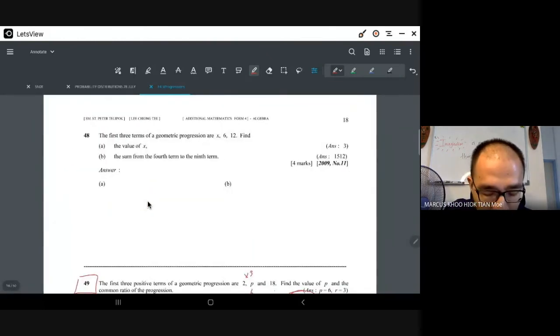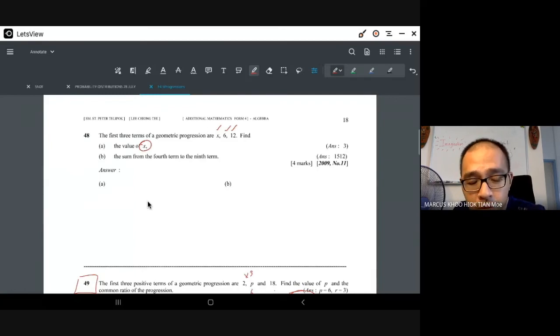Okay? Question 48. First three terms of a geometric progression are x, 6, and 12. Find the value of x. Okay, think about this. Dia logic saja ini. Geometric progression is darab lah, remember. Apa nombor x? Astaga, jawapannya pun sudah diberi kan? Yeah, x is 3. Because when you put 3 here, 3 darab 2, 6. 6 darab 2, 12. Okay, very logical kan? Nothing complicated about it. It's just pakai logic sajalah.